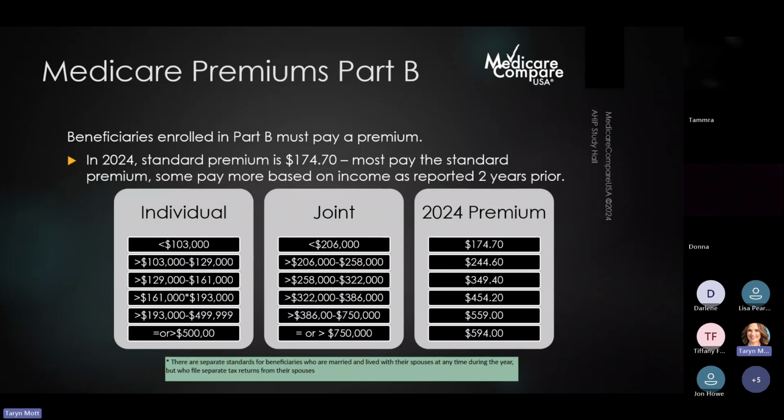As you can see, if you're an individual and you make less than $103,000 a year, married $206,000, the premium is $174.70. If you are an individual, you make between $103 and $129, or married, $206 to $258, it's $244, and it goes up from there. So those are the new premiums. And again, if you want a copy of the slide deck with this information, it's also in your AHIP test. I'm happy to send it to you.